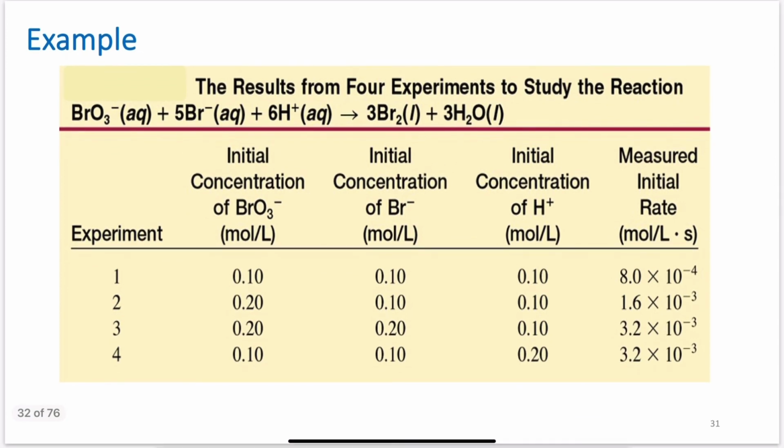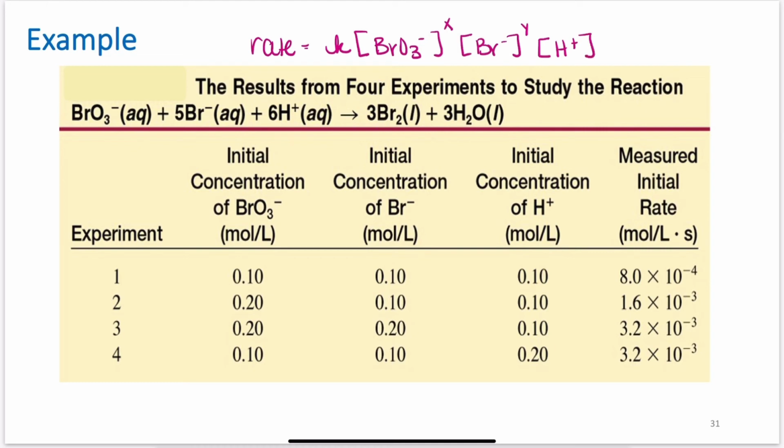So let's work a couple more examples here. This is the result from 4 experiments to study this reaction. I want you to tell me the overall rate law for this reaction. Remember rate law? Rate is equal to your rate constant times, looking at all your reactants, BrO3 minus raised to some power x, Br minus raised to some power y, and H plus raised to some power z.